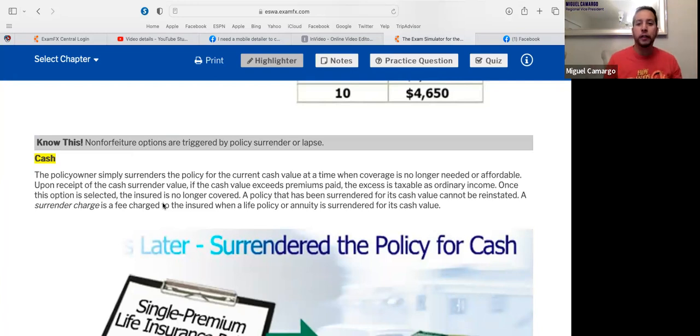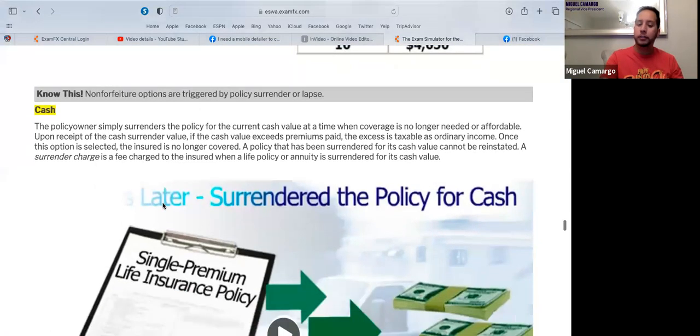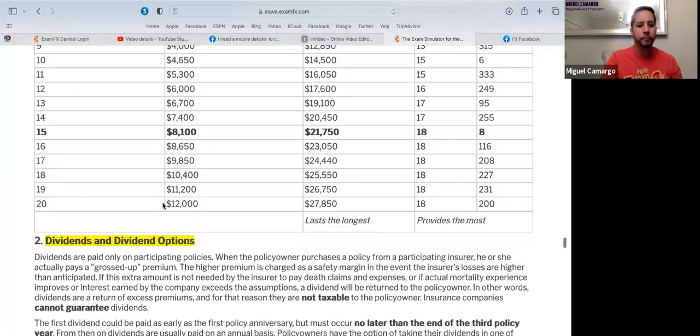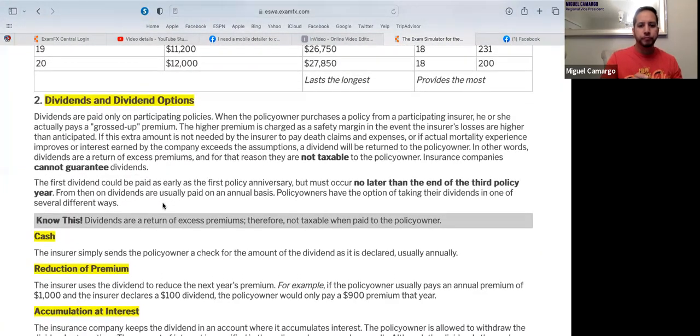This is what's being sold out there. When you break down this stuff to the basics, people don't read this crap. Okay. I'm going to cover dividends now.